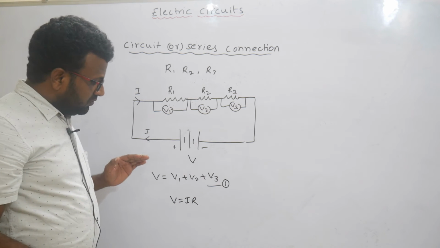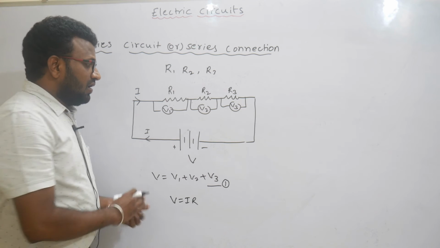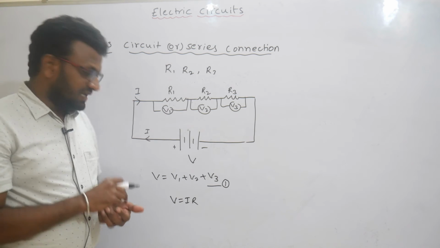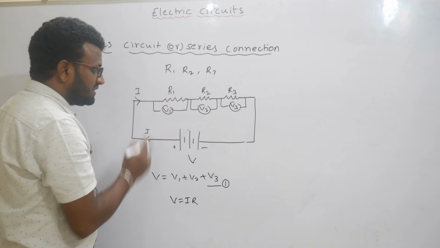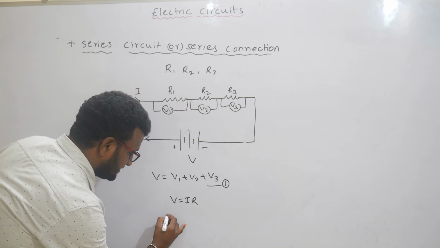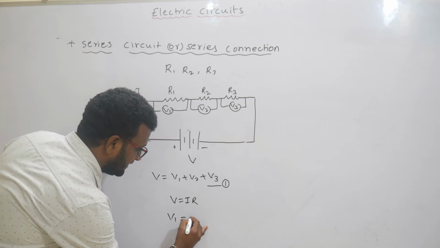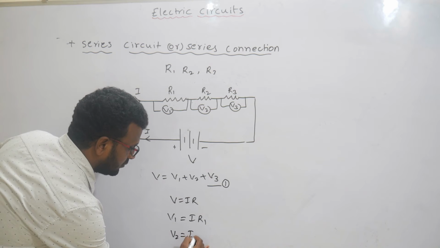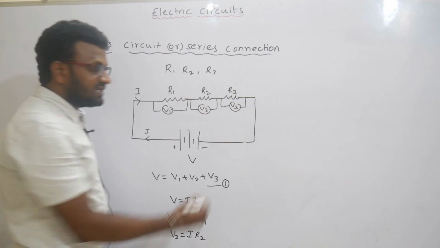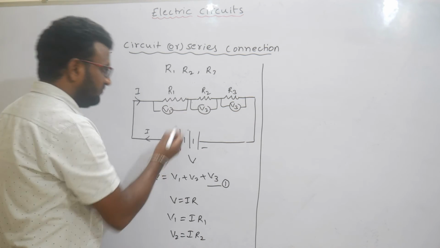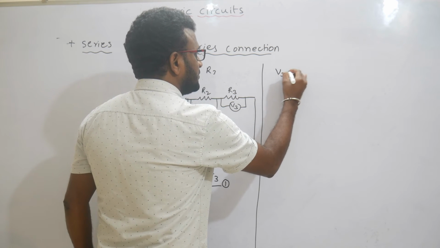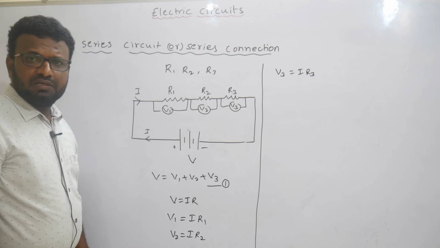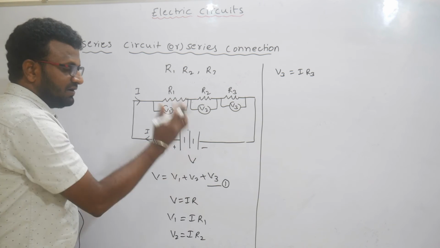Now I am going to apply Ohm's law across each resistor to find the potential across each resistor. Across resistor R1, V1 is equal to IR1, and V2 is equal to IR2. Next, V3 is equal to IR3. Now you can substitute these three values in equation 1.